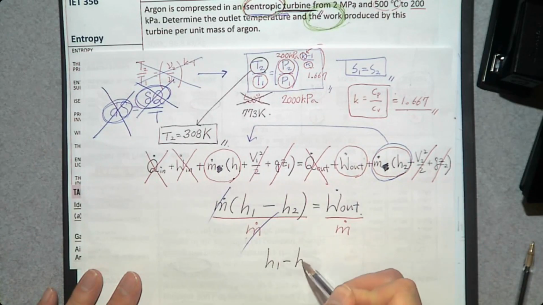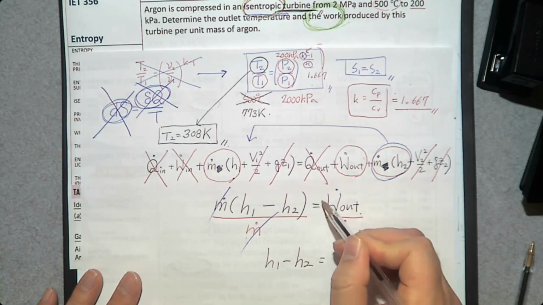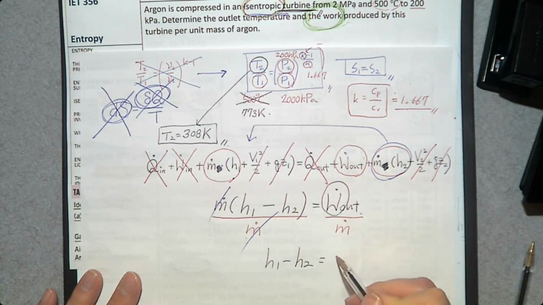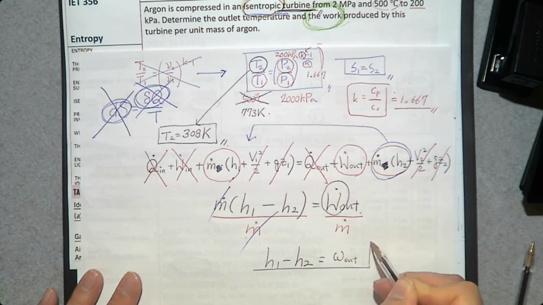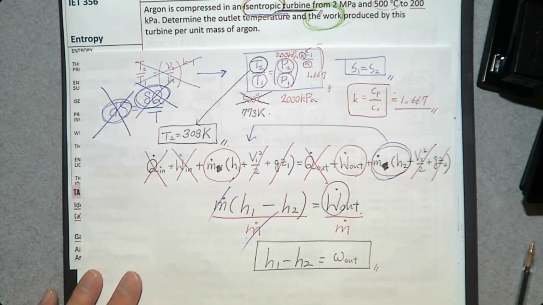H1 minus H2 is not capital anymore, lowercase: the energy transfer by work per unit mass going out of the system. So this is what you want to determine. How can we determine H1 minus H2? If it is a phase change material such as water or a refrigerant such as R134A, you need to go to a property table to determine H.